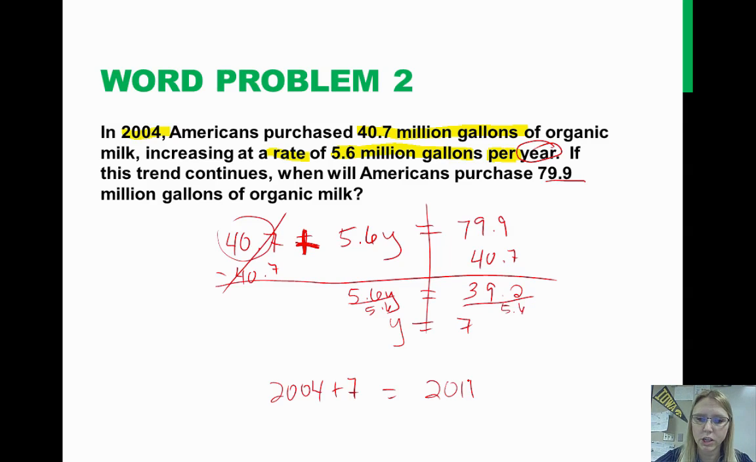We can go back and check to see if 7 is indeed the right answer by plugging it in for y. So 40.7 plus 5.6 times 7. 5.6 times 7 is 39.2.